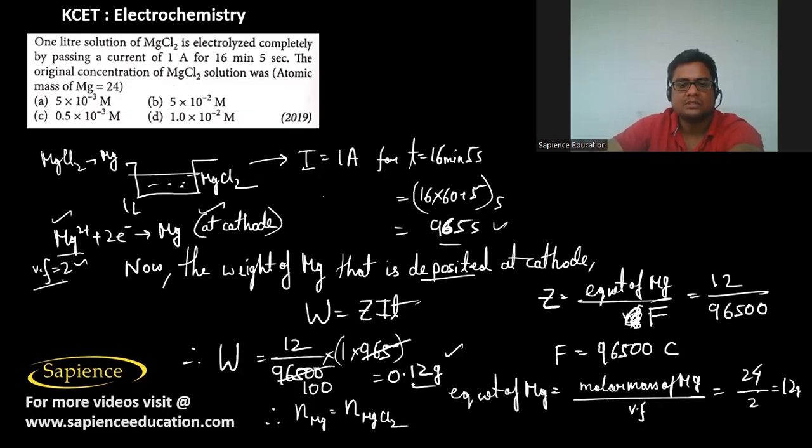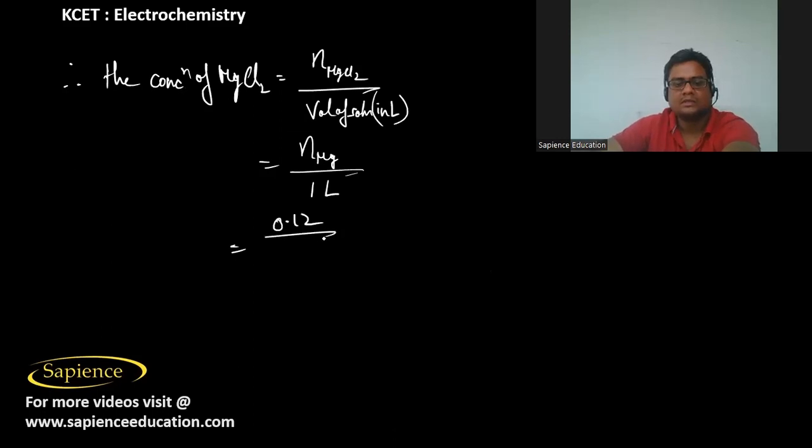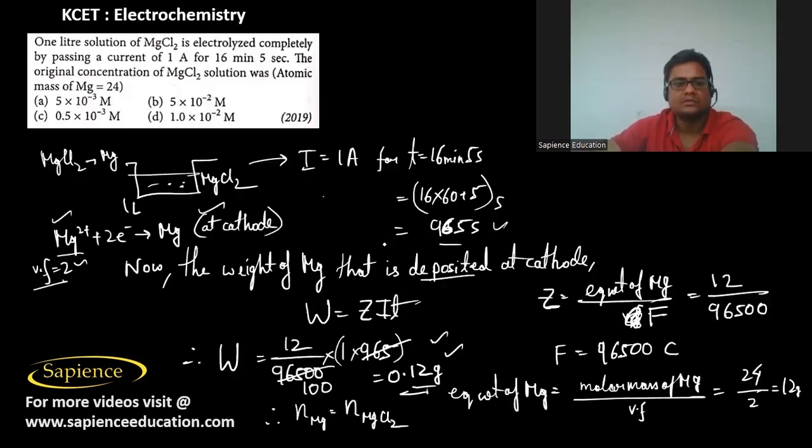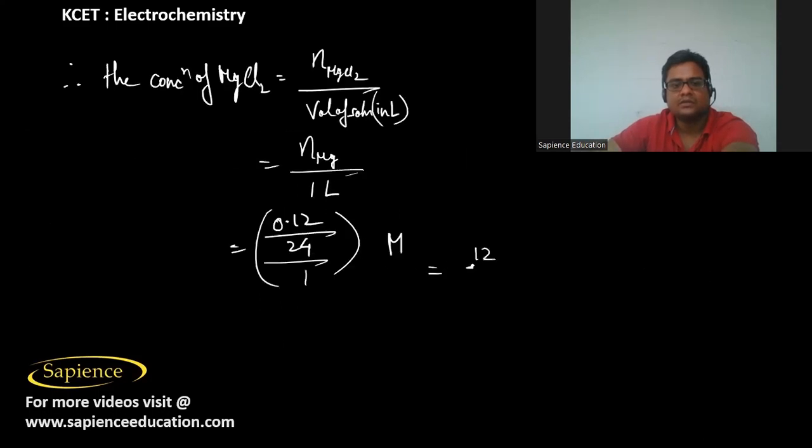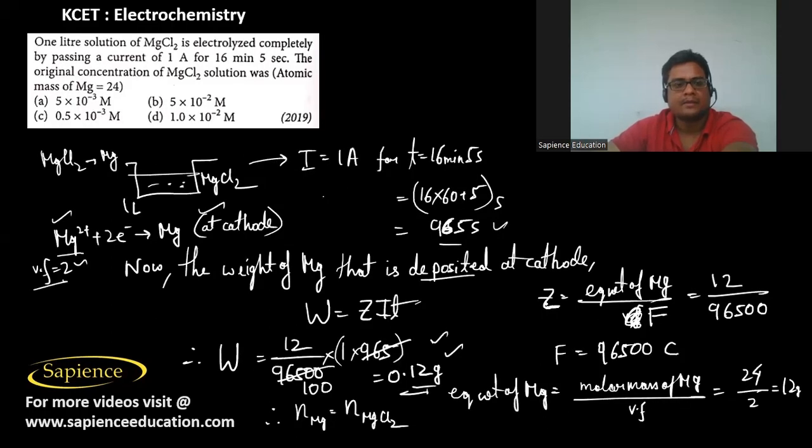So 0.12 gram of Mg is deposited at the cathode. So 0.12 by the molar mass of Mg, which is 24, divided by 1. So this much molar is the concentration of MgCl2. So this will be 12 by 24 into 10 power minus 2 molar. So it is half, 0.5, or I can say 5 into 10 power minus 3 molar. So 5 into 10 power minus 3 molar is the original concentration of MgCl2. So option A is the correct answer.